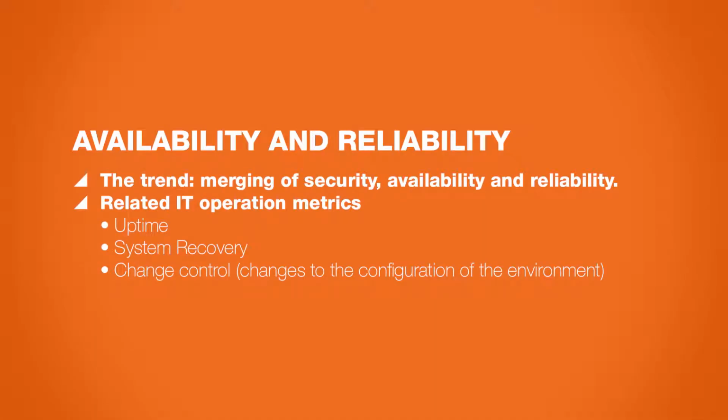Security, availability, and reliability are highly interrelated because severe security incidents often lead to downtime. In other words, maximizing uptime requires minimizing security issues that could cause downtime. Some metrics discussed in this section are basic IT operation metrics such as uptime, system recovery, and change control.